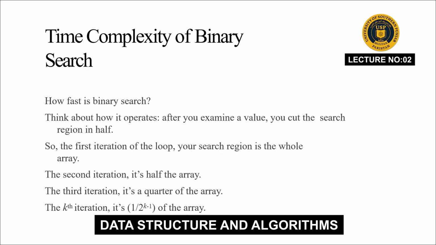Time complexity of binary search. Think about how it operates after you examine a value. You cut the search region in half. So in the first iteration of the loop, your search region is the whole array. In the second iteration it's half the array. The third iteration is a quarter of the array. The kth iteration is 1 divided by 2^(k-1) of the array.